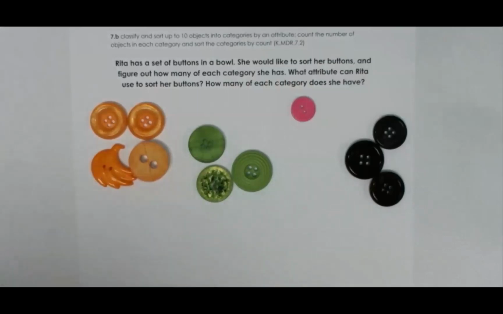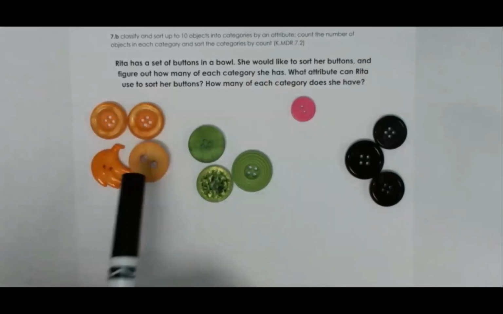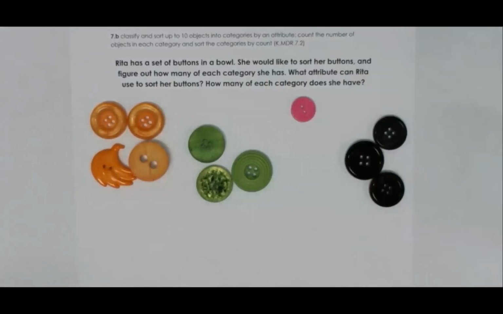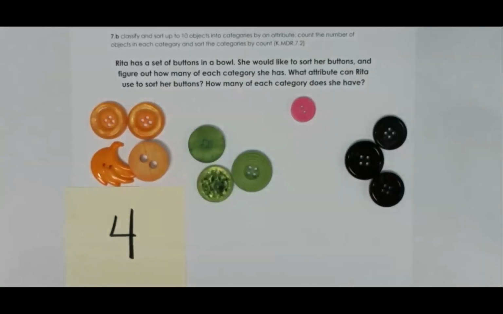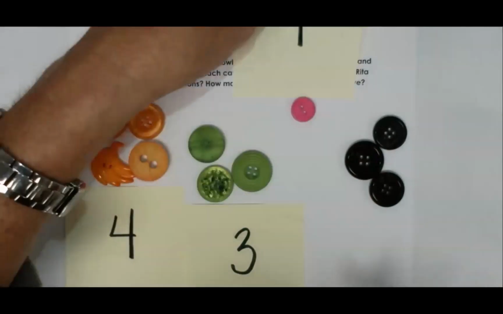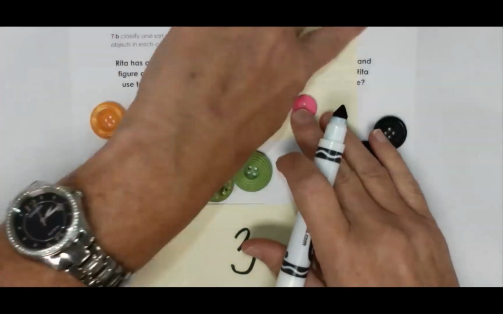Well, I notice in my orange, I have 1, 2, 3, 4. I can represent the number 4, how many are in that group, with a written numeral. So there's my 4. For green, I see 1, 2, 3 buttons. So I'm going to represent the number of green buttons with the numeral 3. I only have 1 pink button, so I'm going to represent that with the written numeral 1. Here's my 1. I know it's kind of hard. Make sure you guys can see it.